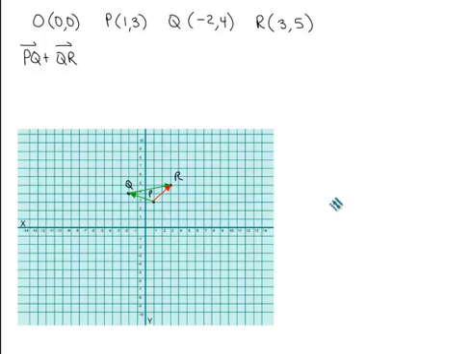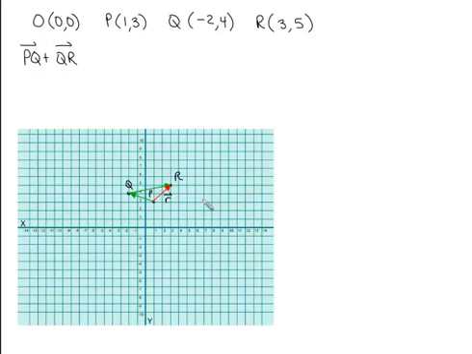So imagine that you're walking on a path, and you start at point P, and you walk from P to Q. Then at Q, you change directions, and you walk from Q to R. Well, the net change in your position would be as if you had just walked straight from P to R. That is our resultant, and I'm going to call that vector R for resultant. I'll use a lowercase r to not confuse it with the point R, and I'll put the vector above it. So what we are looking for is R, the resultant.